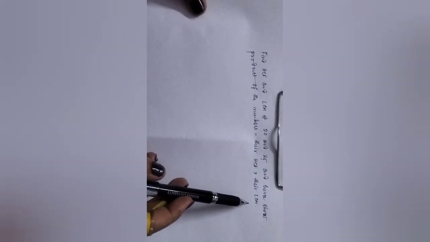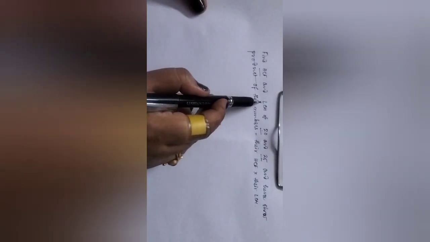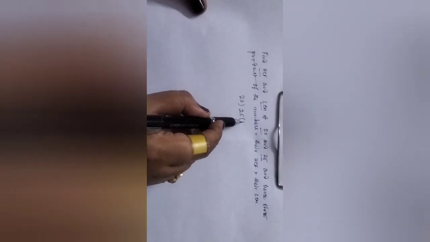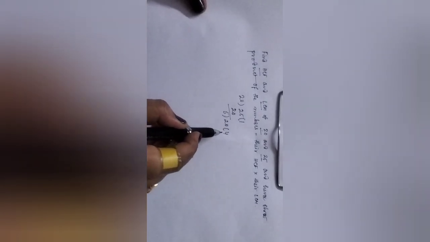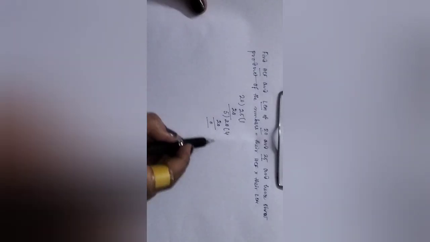Let's first verify whether this particular relation, that is product of two numbers equals the product of HCF and LCM of them, is valid or not. Okay, let's take two numbers 20 and 25, and we have to first find out their HCF and their LCM. So let's do this. What is the HCF of 20 and 25? Let's follow the division process. So here we get, you all know this, 20, and HCF is equal to 5, right?